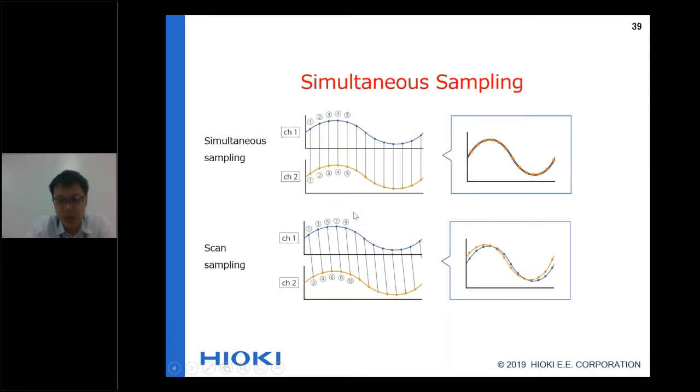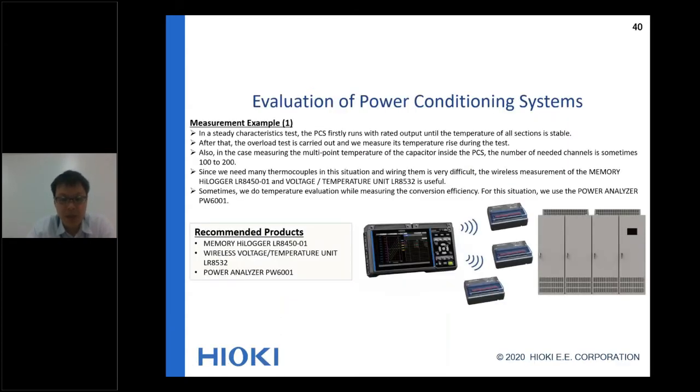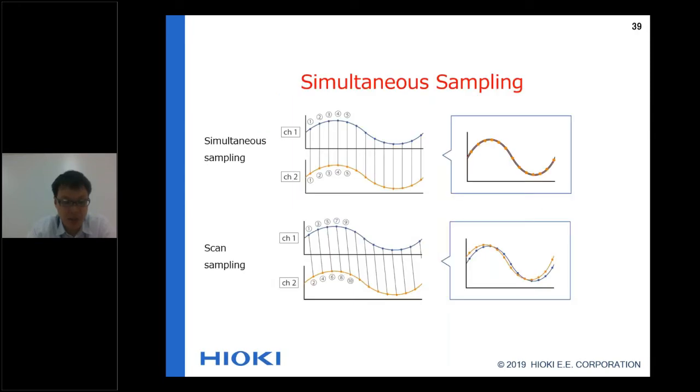And also, our recorder is isolated, and all channels have their own AD converter. So it is not a scanning method. That's why it's perfectly simultaneous sampling for all of the channels. So you can see the relation of your input waveforms very easily. It is one of the good points of the memory recorder. Okay, so that's all about the memory recorder's features, for your reference.